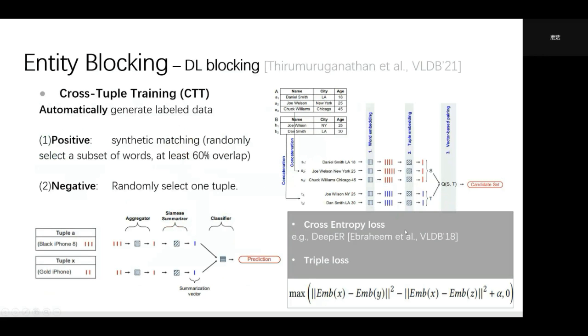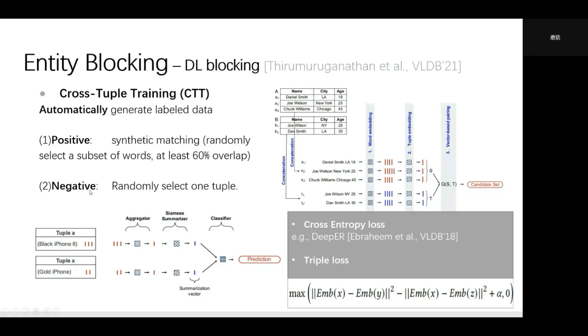Let's go back to the DR blocking. The next strategy is cross-tuple training, CTT for short. The main idea is to automatically generate labeled data for positive pairs, such as tuples whose overlap of words should be at least 60%.